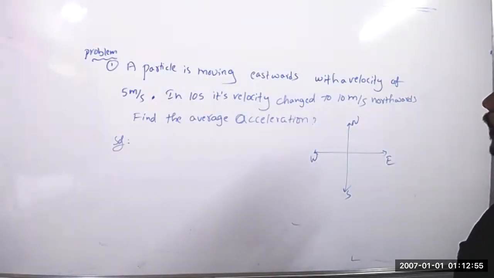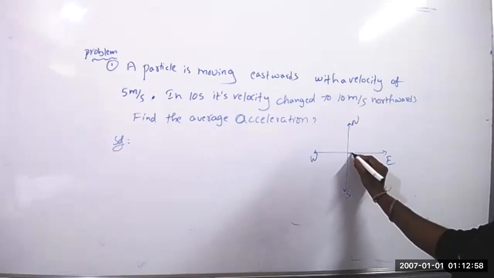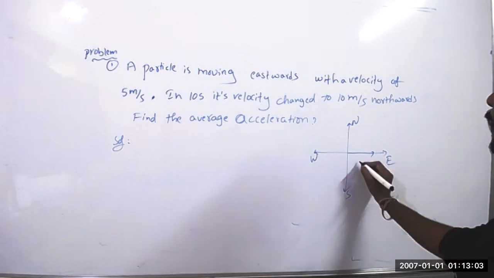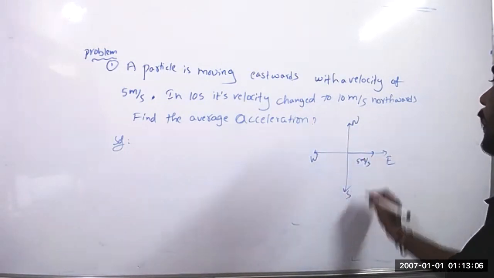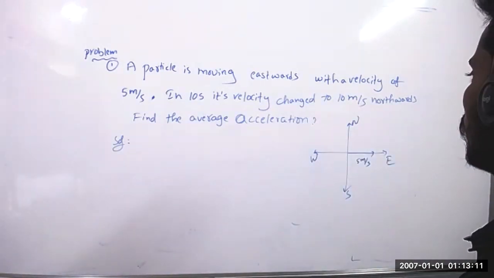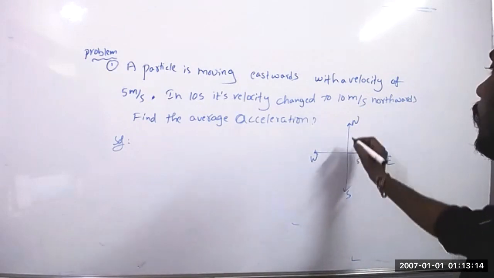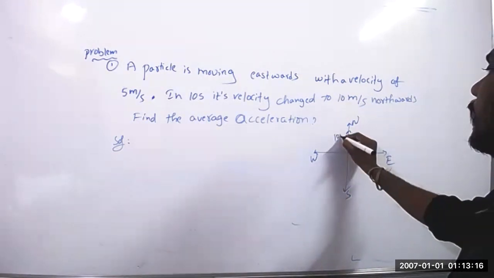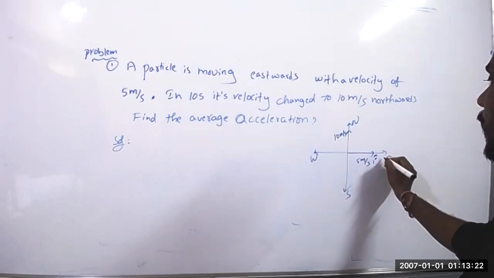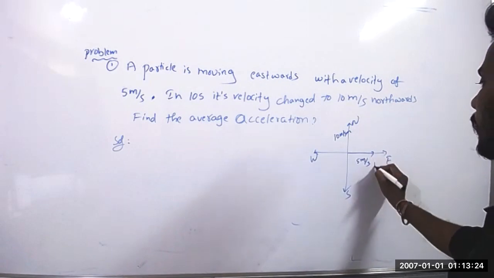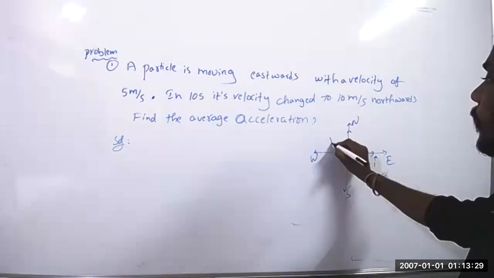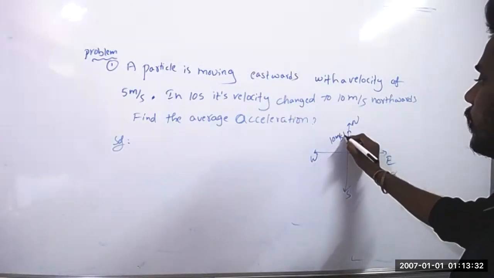A particle is moving eastwards, 5 meter per second. After that it is moving northwards, 10 meter per second. The first is I cap because it is the X direction, right? Did you remember? The second is J cap, because direction also we should mention. 10 meter per second, J cap.